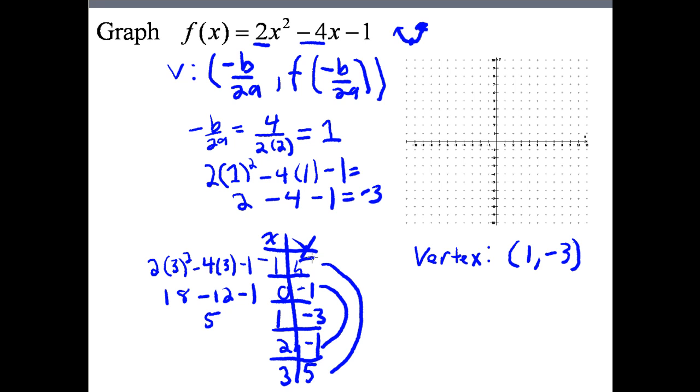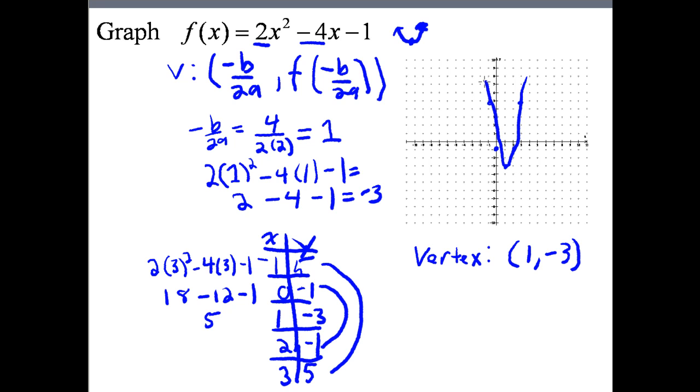So now I just have to plot these points. I have negative 1, 5, which is right here. 0, negative 1, which is right here. Now the vertex, 1, negative 3. And here comes the symmetry. And now I just have to play connect the dots and make a parabola. Make sure you curve it.